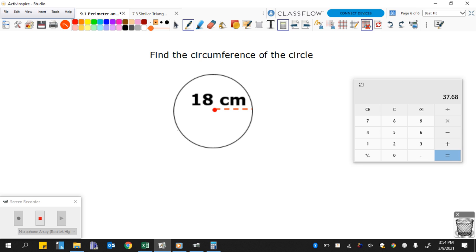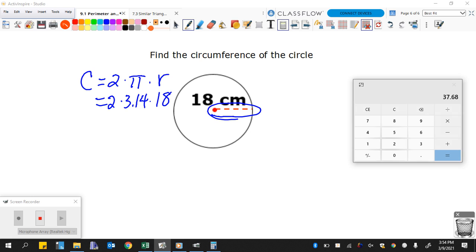In this one, we're given a radius. It's only halfway across. So circumference is equal to 2 times pi times the radius. That would be 2 times 3.14 times 18. Just plug it in, 2 times 3.14 times 18, and we end up with 113.04 centimeters.